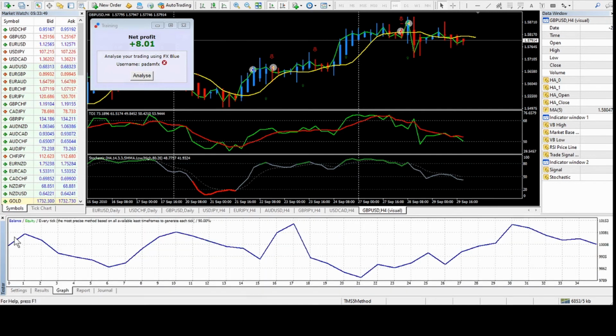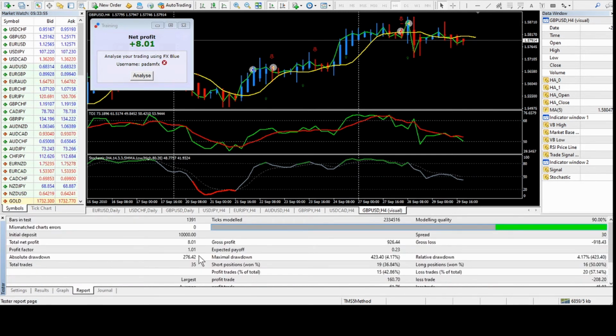That's the graph. You can see it's just looking flat. So there's nothing really good there. And here we go. $8 from 3 months of trading. A 1.01 profit factor. Drawdown of $276.42. And total trades 35.